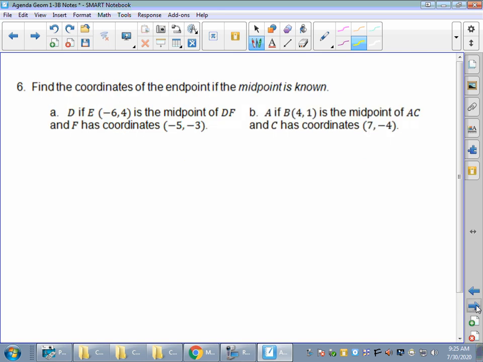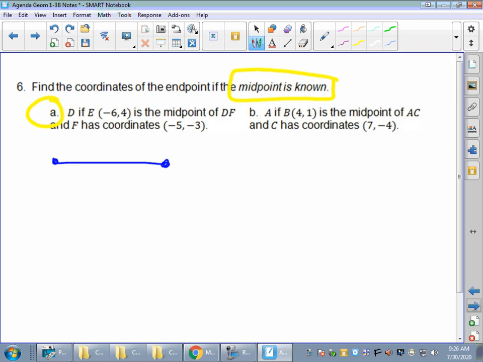So then we've got these little guys. It says in here to find the coordinates of the endpoint if the midpoint is known. So we're going to need to do ourselves a picture for sure. Let's do letter A this time. We've been doing all B's. So find the coordinates of D if point E is the midpoint of DF and F has coordinates of negative 5, negative 3. I need a picture. I got to picture this.